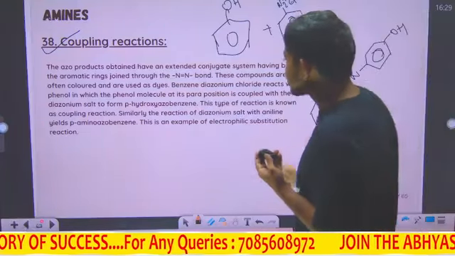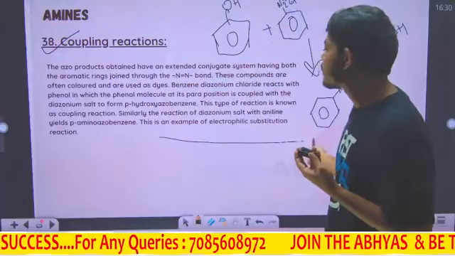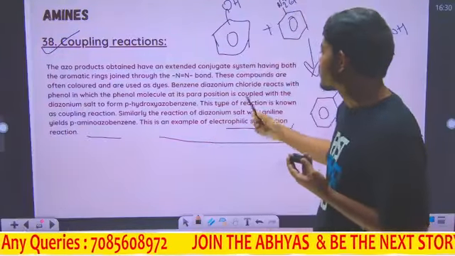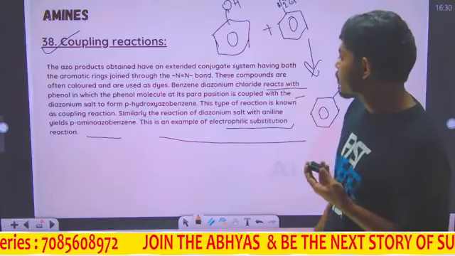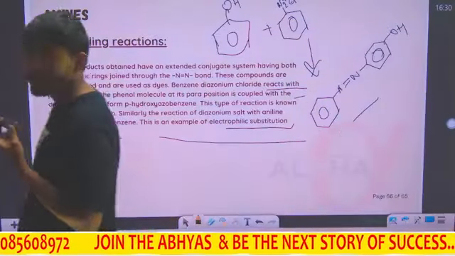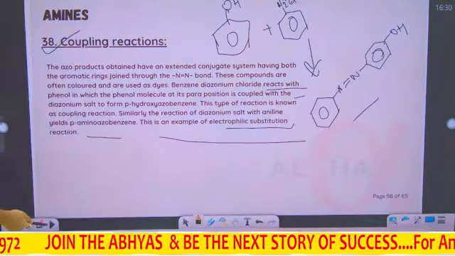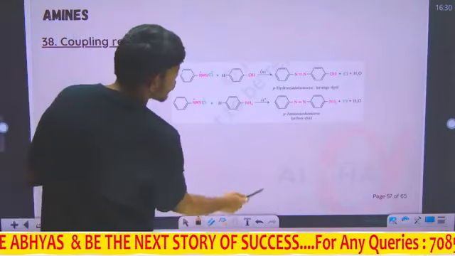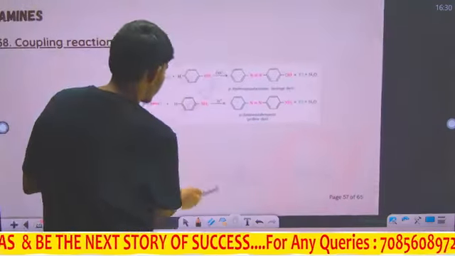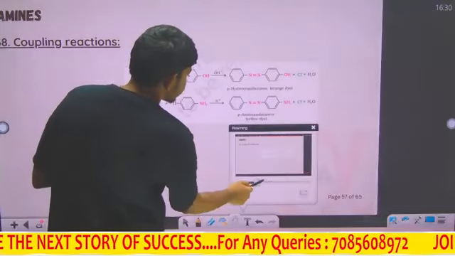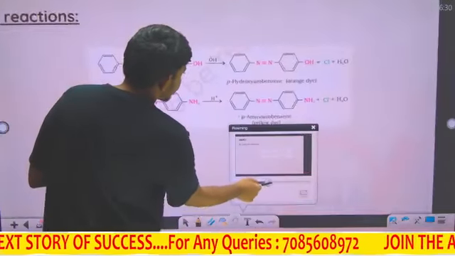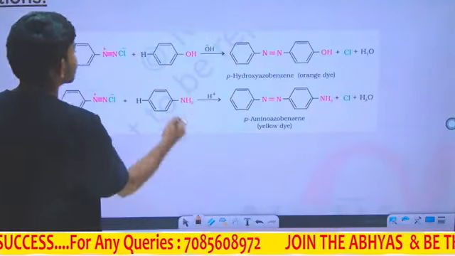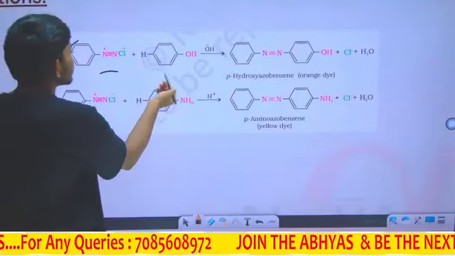Your coupling reaction. It has a characteristic color you can see here. Example of electrophilic substitution reaction. You can pause the video and see the theory. See here. The N2+ Cl-.